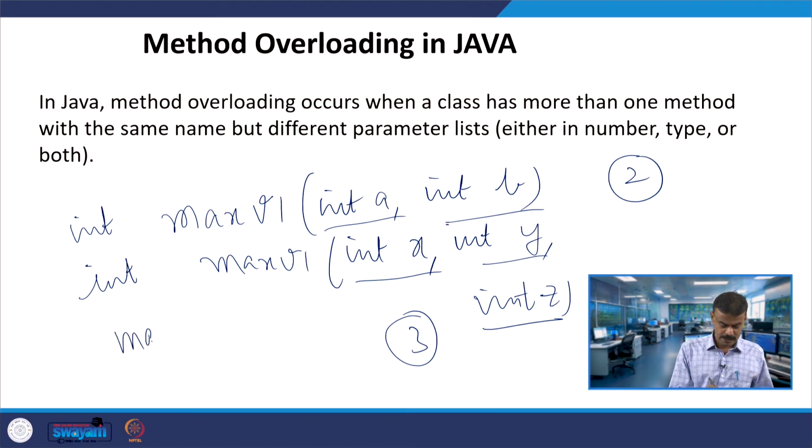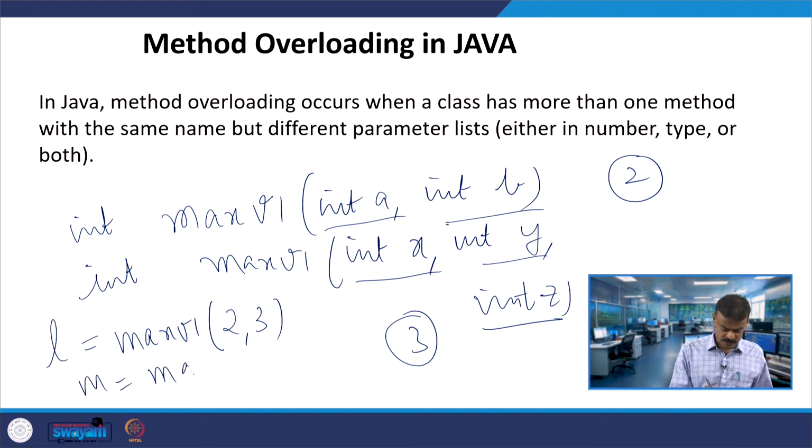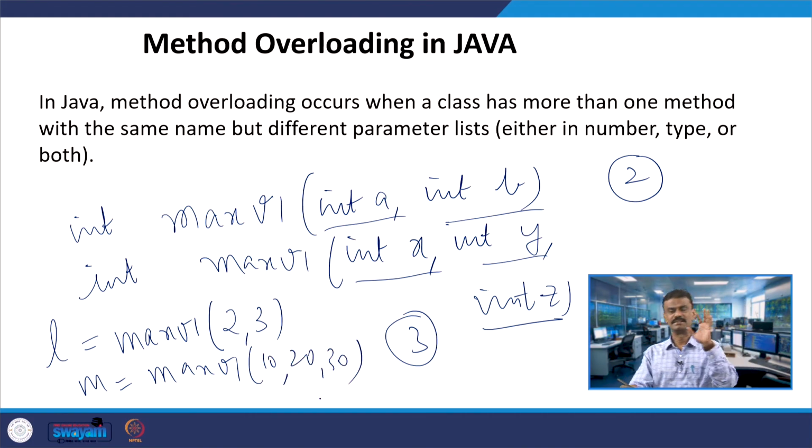For example, you have max v1, and assume that you are passing 2 comma 3, and another one, let us say max v1 10 20 30. In fact, we had seen in C++ which one will be chosen. This will be decided during compile time. In fact, this is compile time polymorphism.